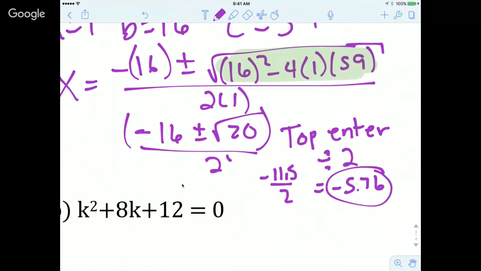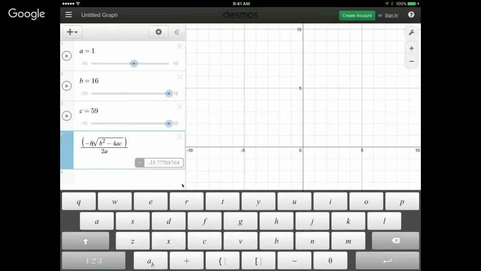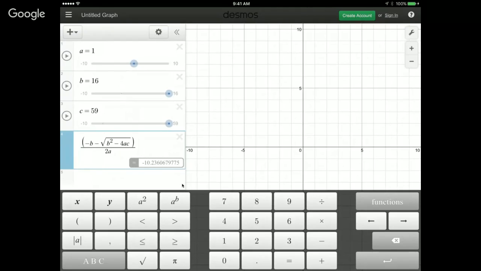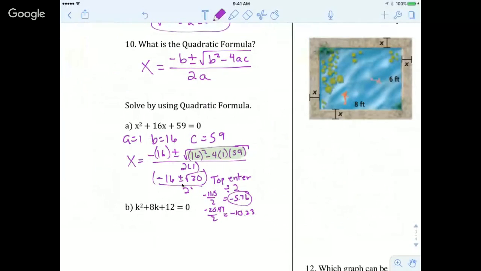Oops. And then you have to do once with the plus and then once with the minus. So negative 16 minus the square root of 20 is negative 20.47 divided by 2 is negative 10.23. And if you go back to your Desmos and use it, you would change your plus to a minus, and it does all the thinking for you. So that's how you store values into Desmos.